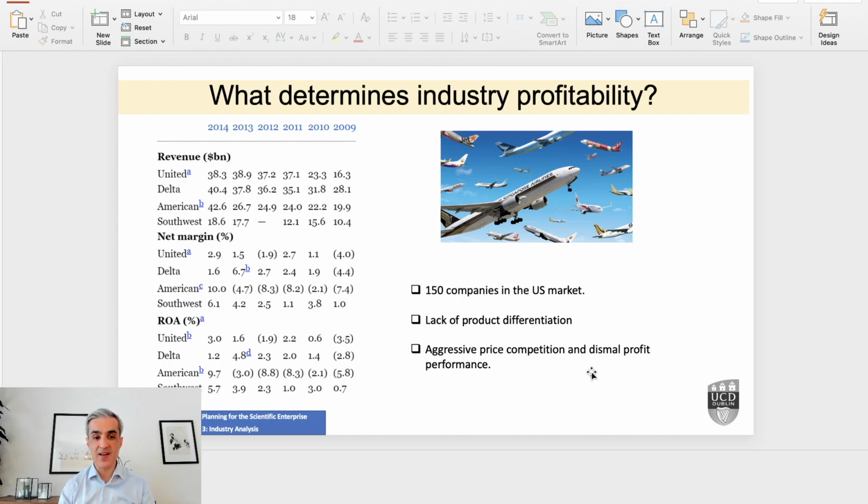So on the left, you have examples of a few companies and their revenues, their net margins, and the last one is the return on capital. And you can see that United, for example, had around 3, 1.6, 1.9, 2.2. Compare that with the 20-something percent that it was for the casing industry. There is a massive difference. But again, the key idea here is that in order to understand how profitable an industry is, you need to look at those three elements we have covered before.